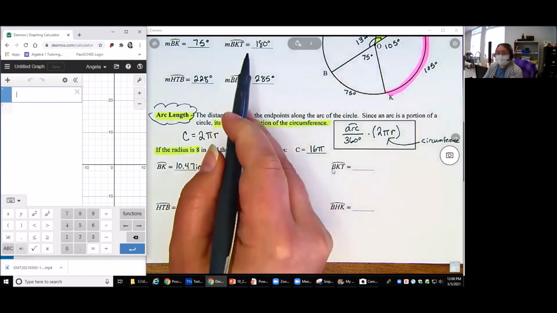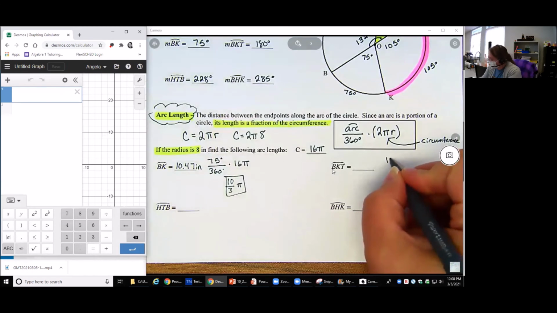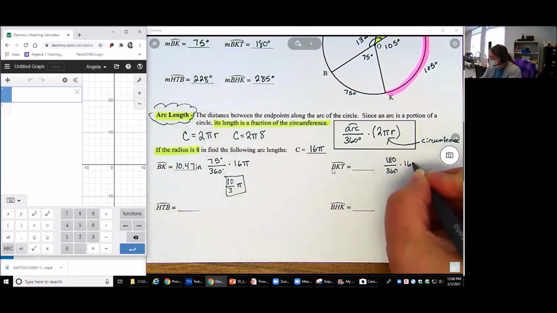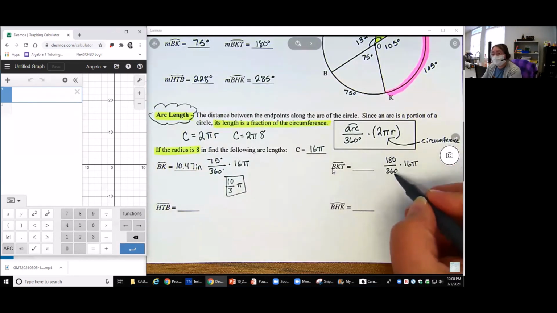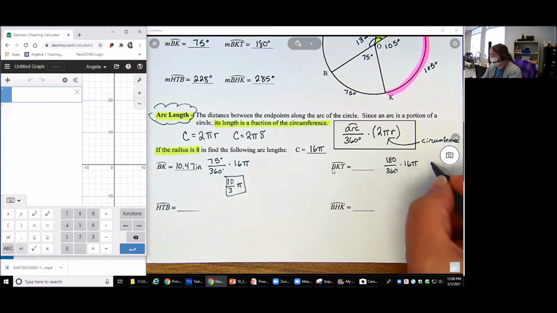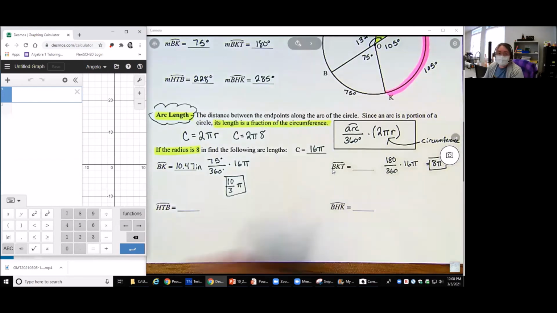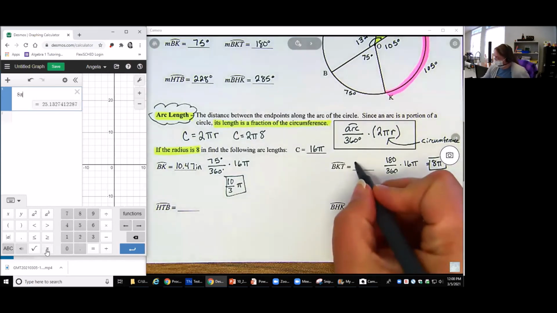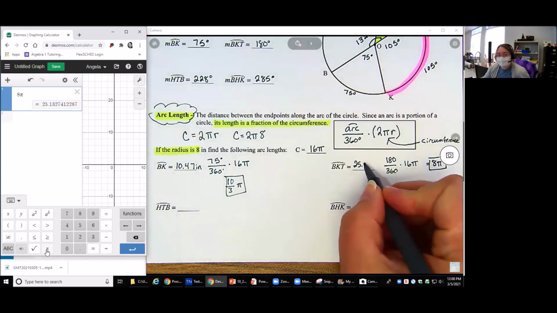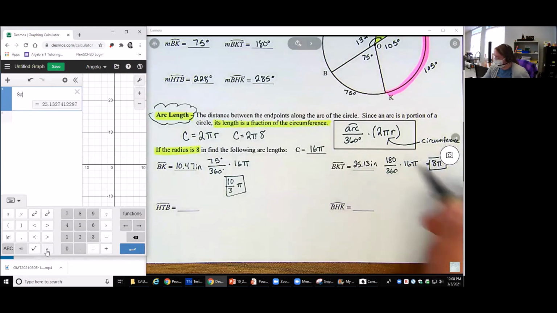Okay, so now let's look at BKT. BKT from up here was 180 degrees, so we're going to do 180 over 360 times 16 pi. When you do this, this basically is half, right? So 180 divided by 360 is 1/2 times 16 pi. So you end up with 8 pi as your exact answer. But if we wanted to put it in the calculator, we would say 8 pi, and it would give us a decimal of 25.13 inches.